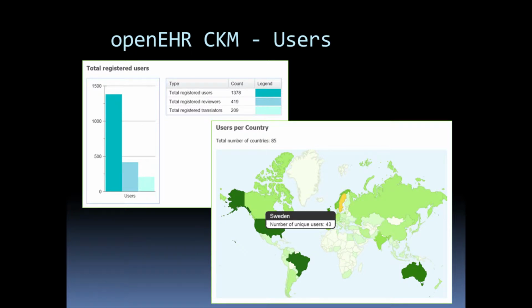Now the international CKM is the first one that we've had. You can see we've got 1,378 users who are registered as of yesterday. We've got 419 of them who've actively put their hand up to be a reviewer, and over 200 people who volunteer to translate. So we have volunteers who are just taking archetypes and turning them into all sorts of different languages and then saying, please use this. And I'm the rate limiting step.